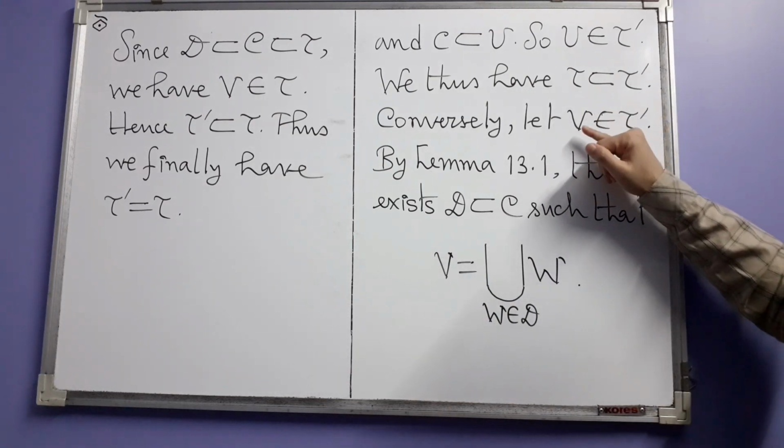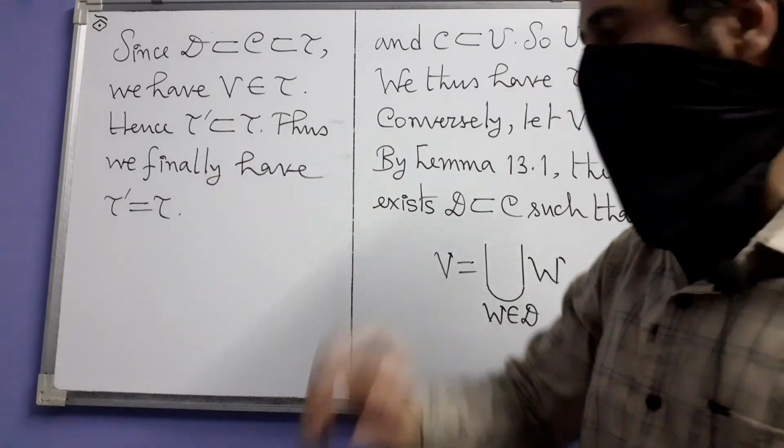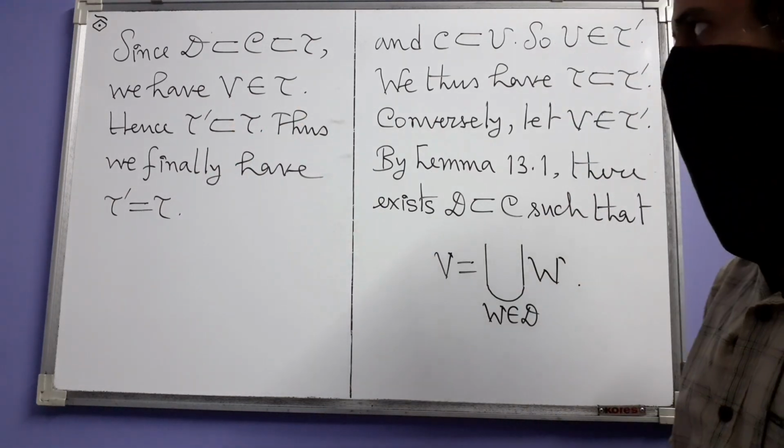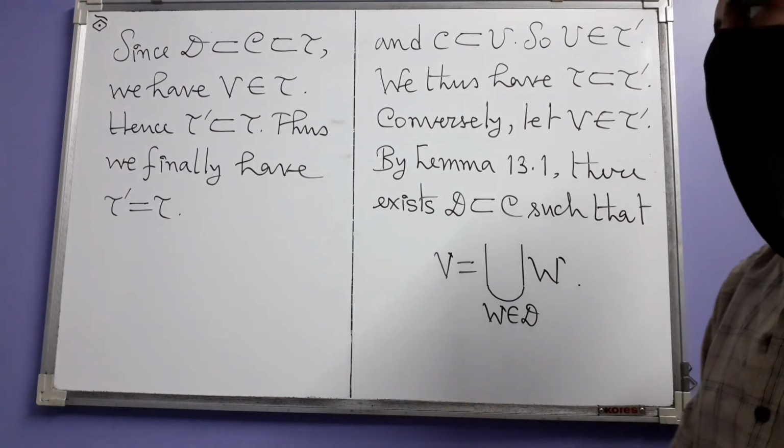So in this part, any element V in tau prime is also in tau. So tau prime is also coarser than tau, and that is why the two are equal. So that's the proof.